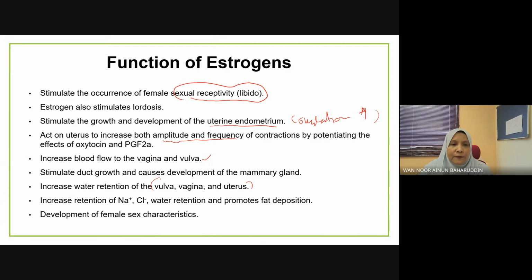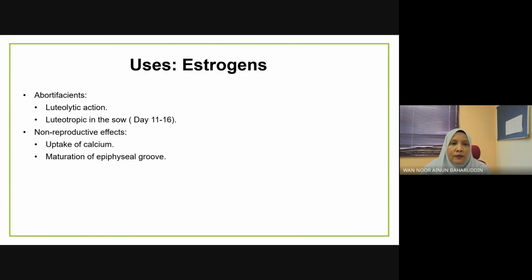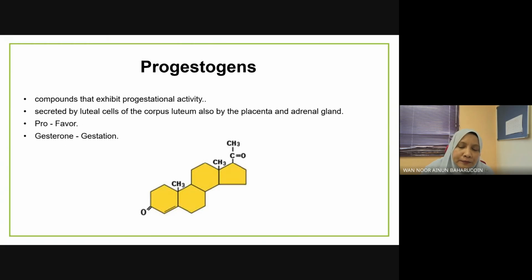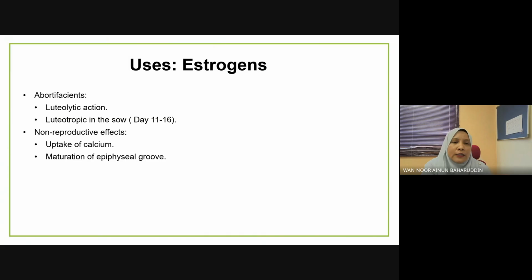Increase retention of sodium chloride and water, and promote fat deposition and development of female sex characteristics. Okay, so estrogen is being used for luteolytic action from day 11 to 16. For non-reproductive effects, it can increase the uptake of calcium and maturation in the epiphyseal growth.